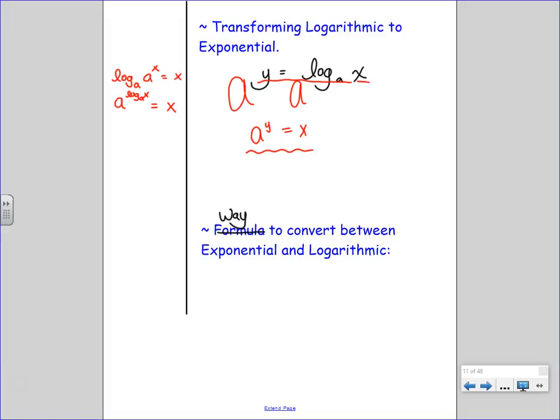You could just say, given y equals log base a of x, that is true if and only if a to the power of y is equal to x. Make sure you write things carefully. A is a base, y is a power. You can go back and forth between these two forms. So I have my logarithmic form.